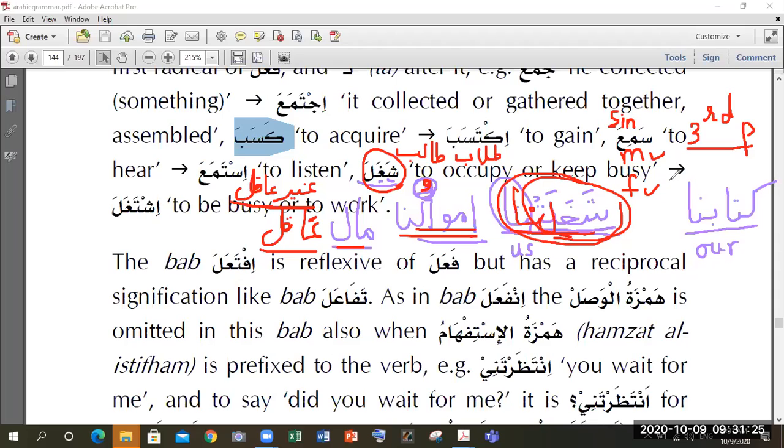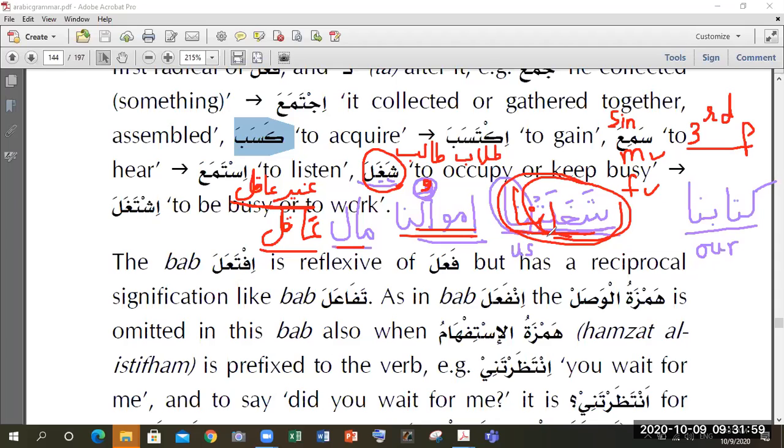Now male or female, I'm talking about the real genders, sensible things, like mother, student. But if there are non-sensible things, ghayr aqil, and if it is singular, then in non-sensible also, we have male or female. For example, chair, kursi. Can you tell me, is it male or female? Kursi in Arabic.